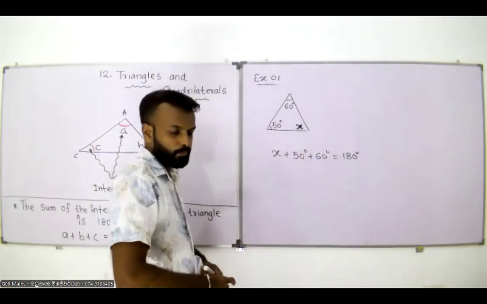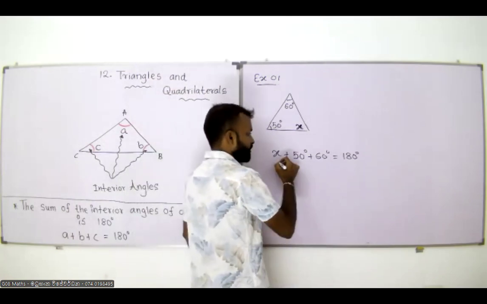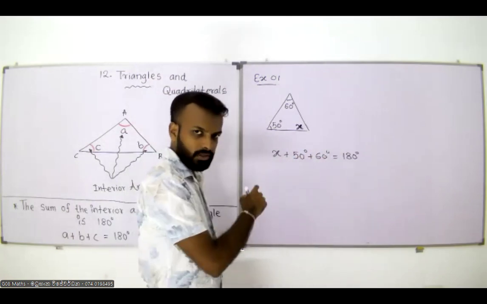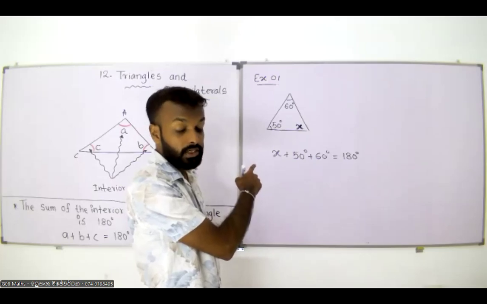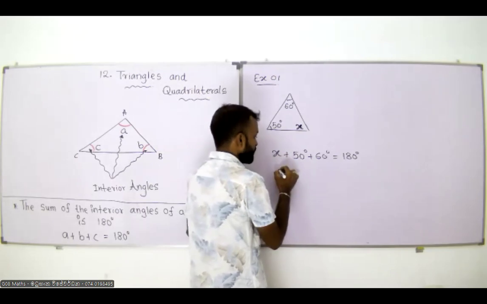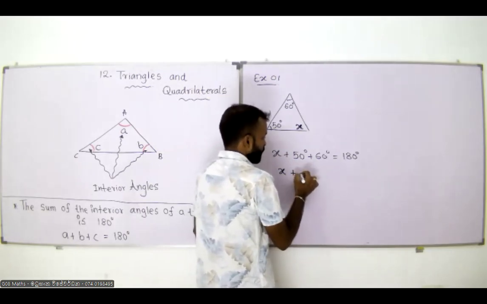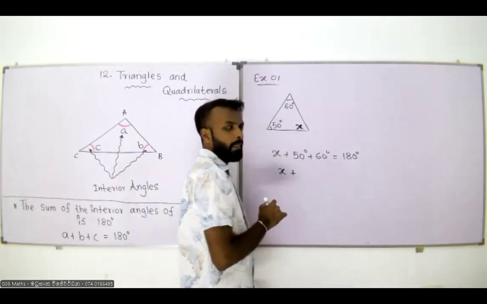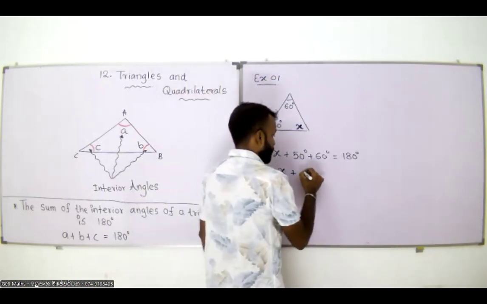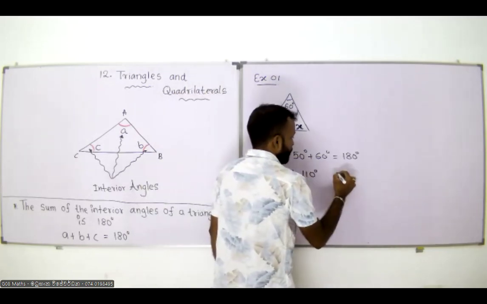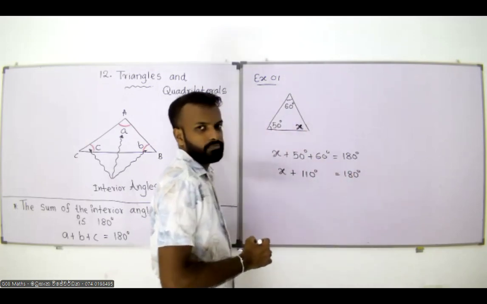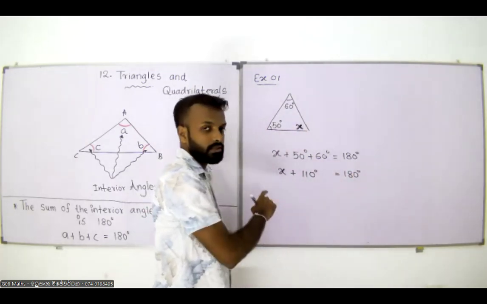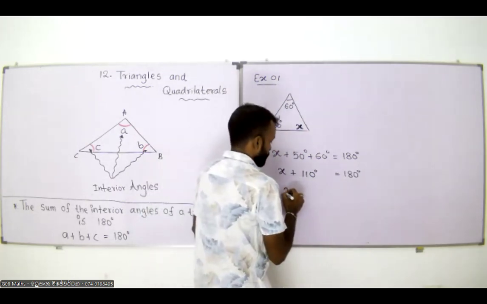So how to find the equation? This is an equation. So you know how to find the value of x by isolating it on your left hand side. This is x plus 50 plus 60, which is 110, equal to 180. So 110 is subtracted from both sides.